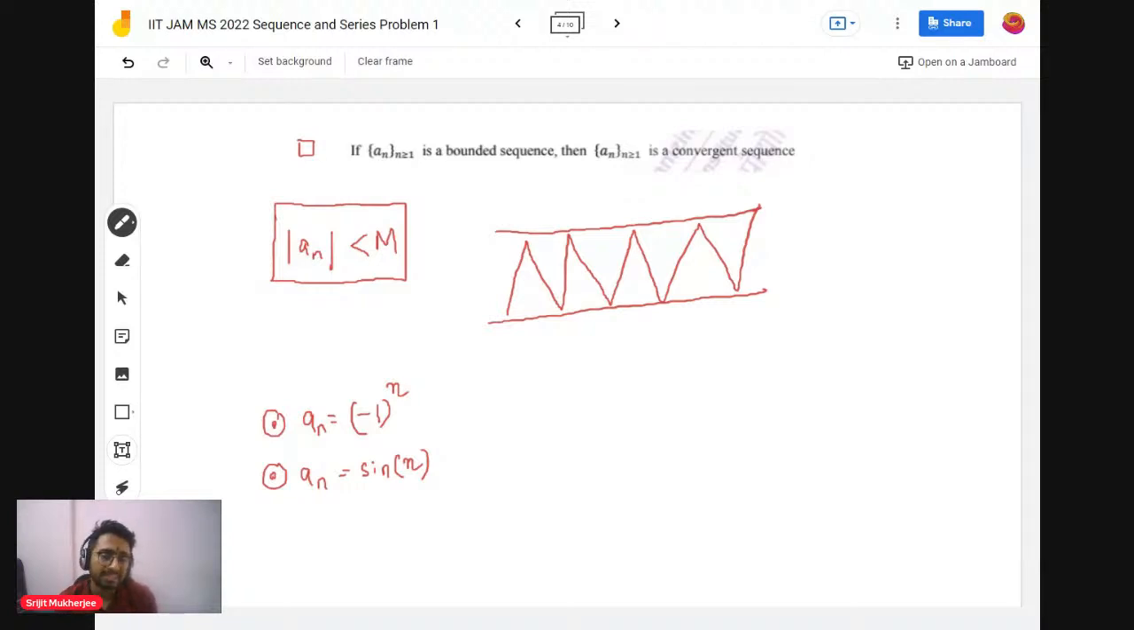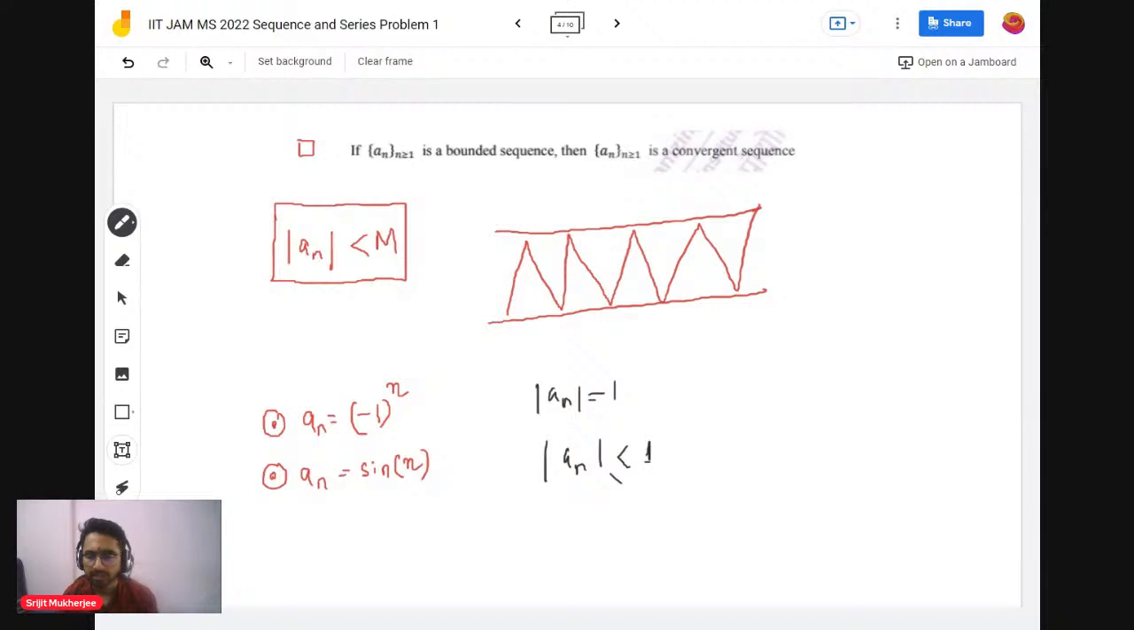So an example of an oscillatory sequence is nothing but plus minus 1, or sine n, okay? So if you take a_n equal to sine n, so mod of a_n is less than or equal to 1, but a_n is not converging. You don't know where sine n goes as n tends to infinity. Similarly, here, if a_n is equal to minus 1 whole to the power n, mod of a_n is equal to 1, it's bounded, but a_n is not convergent.